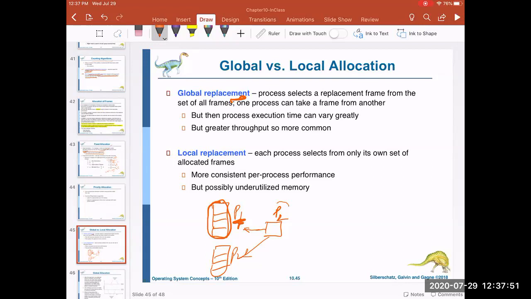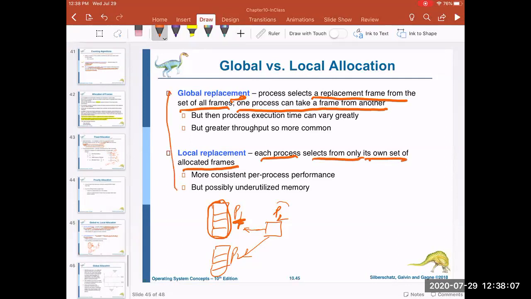So in global replacement, a process selects a replacement frame from the set of all frames, and one process can take a frame from another process. Whereas local replacement is where each process selects only from its own set of allocated frames. I hope this is clear to you.